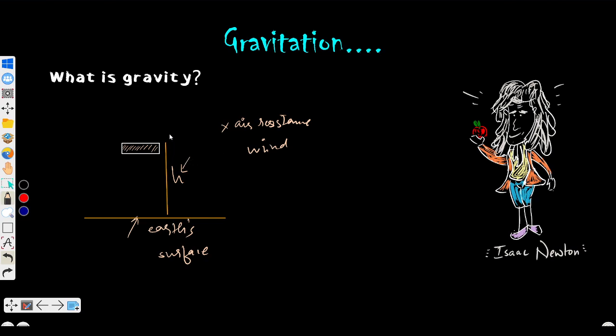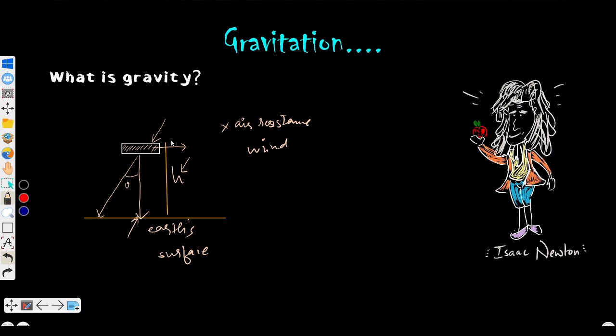Now, in this situation, if I release this object from this particular height, what do you expect? What will happen to this? Of course, your answer will be that this object will fall vertically downwards towards the surface of the earth. Correct? There is no other possibility. We cannot say that the object will fly off in the horizontal direction or it will fall to the earth at an angle like this. It will always fall vertically downwards.